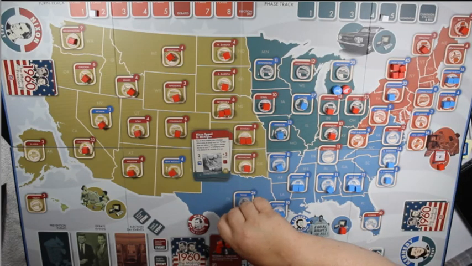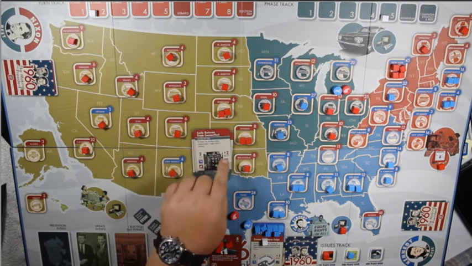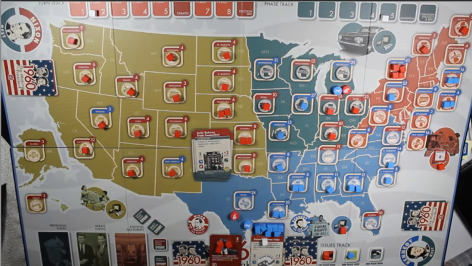Nixon is going to go first. Phase 5. He's going to get 2 rest. Needed that. Election Day event. On Election Day, the player leading Connecticut gains 5 support checks in California.